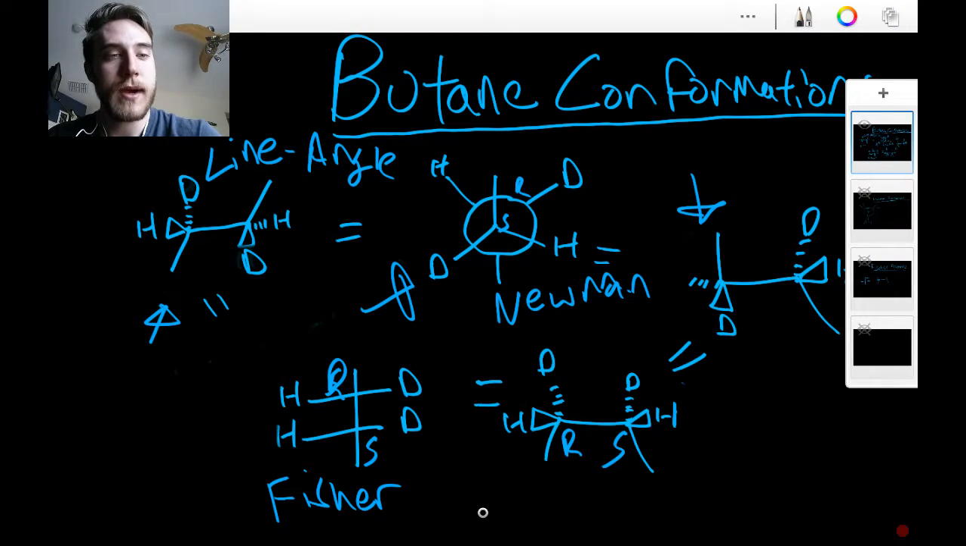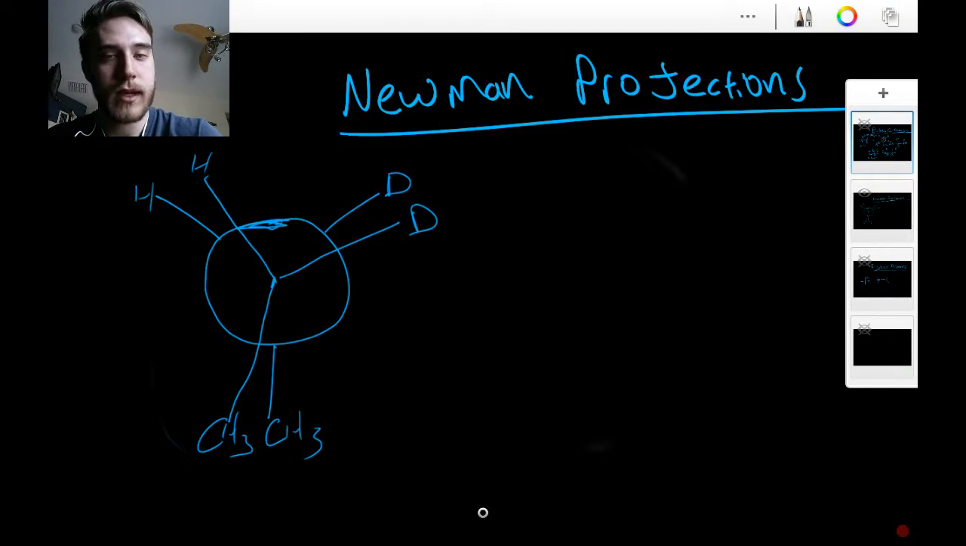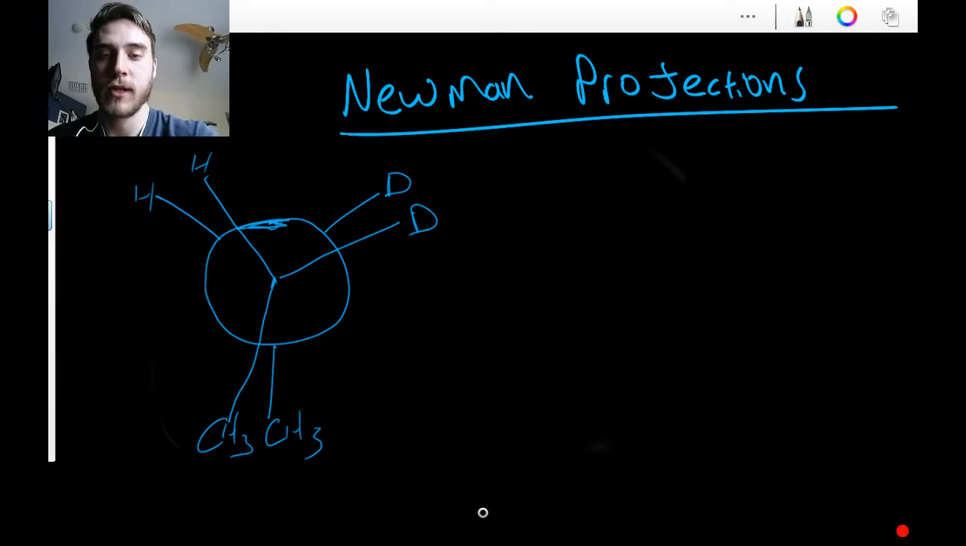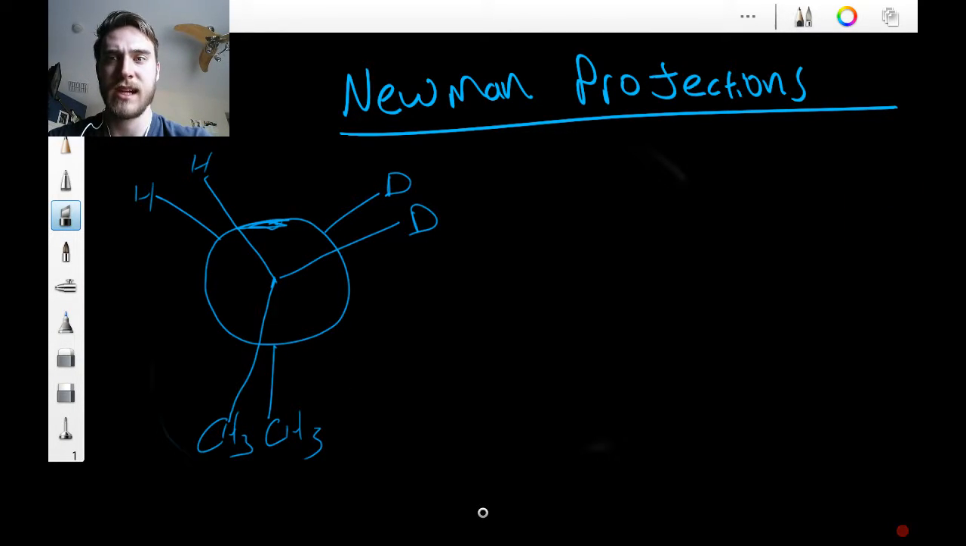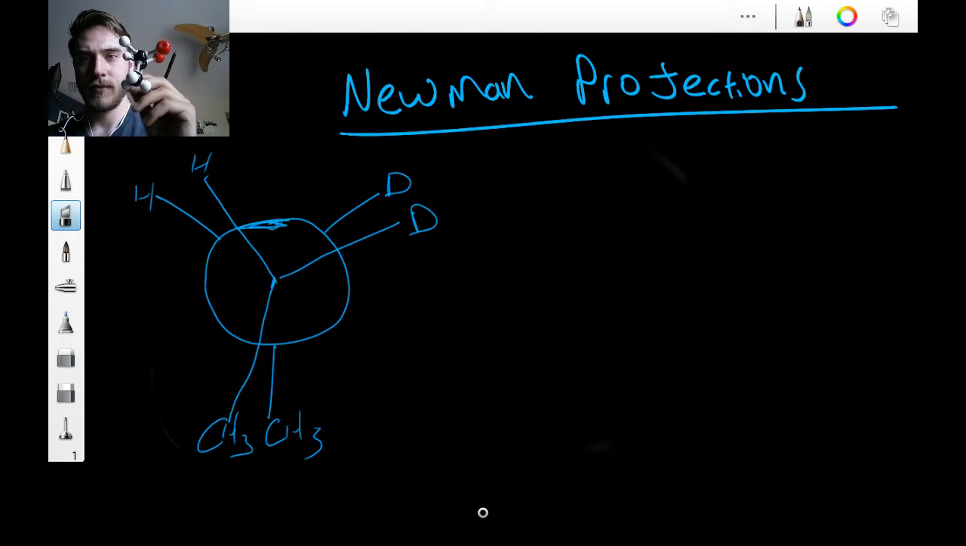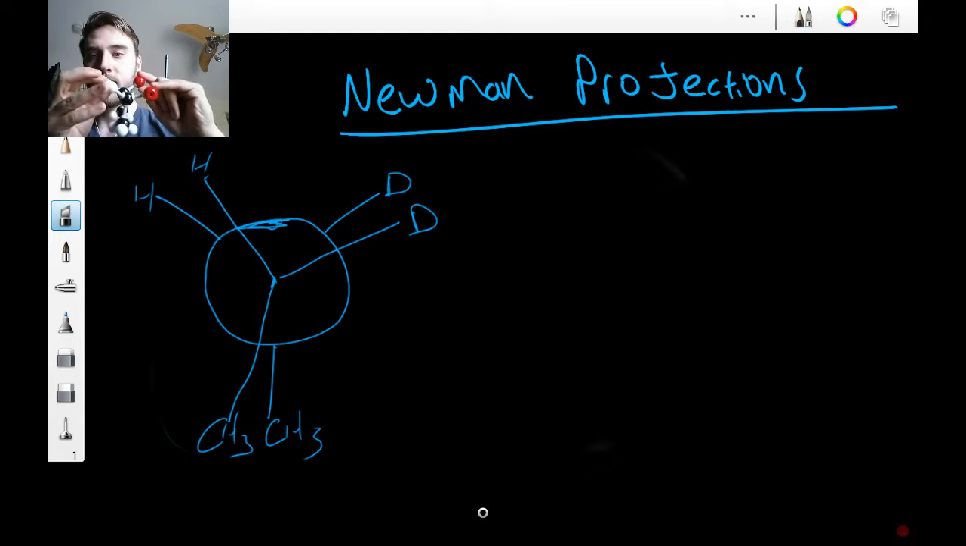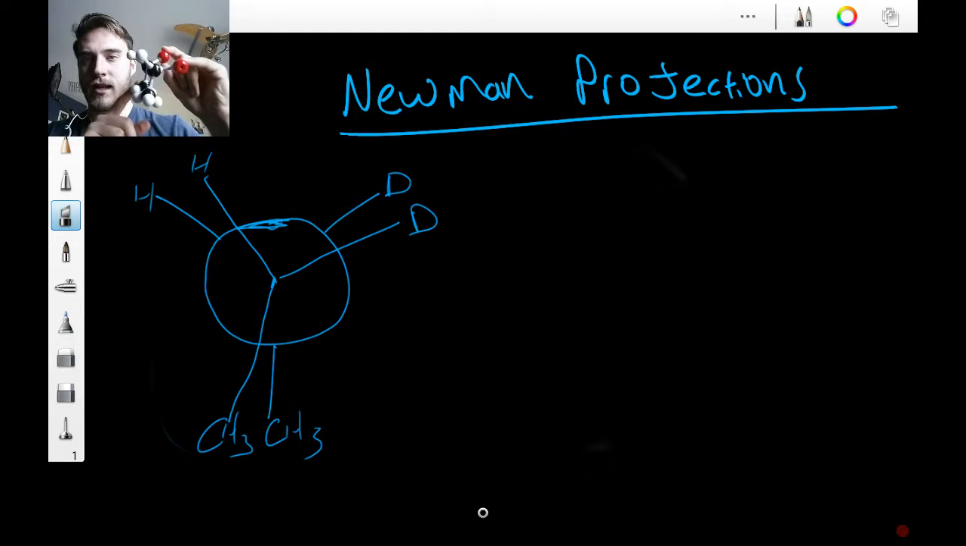Now let's go about learning how we can draw these Newman projections in line angle conformations, because line angle is the most easy way to determine R and S. It's pretty difficult when you're given these Newman projections. It's very good to have a model kit. So right here, this is just a very simple model of the butane that I've drawn out on the screen. You can see when you're looking at it, these red dots would represent the deuterium. These white ones would be the hydrogen, and finally the methyls on the bottom.